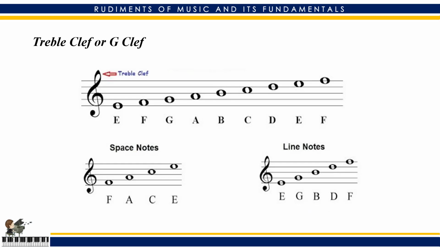Now, how about in the line notes? Ang mga notes na bumubuo sa treble clef or G clef ay E, G, B, D, F. So pwede natin siyang lagyan ng meaning na every good boy deserves fudge. Again, space notes, face. Line notes, every good boy deserves fudge.